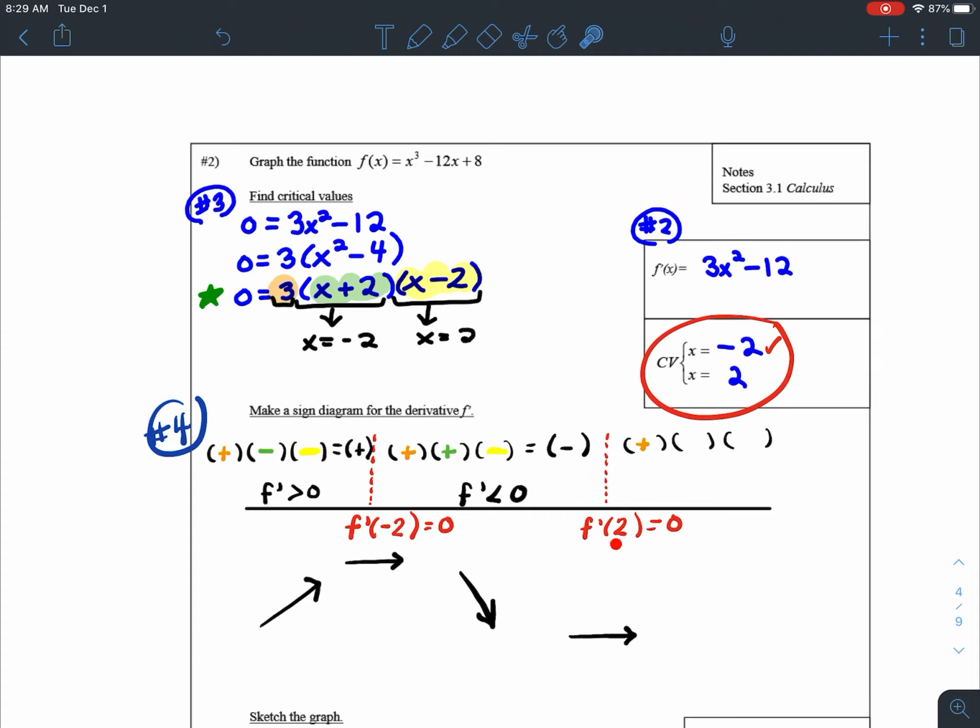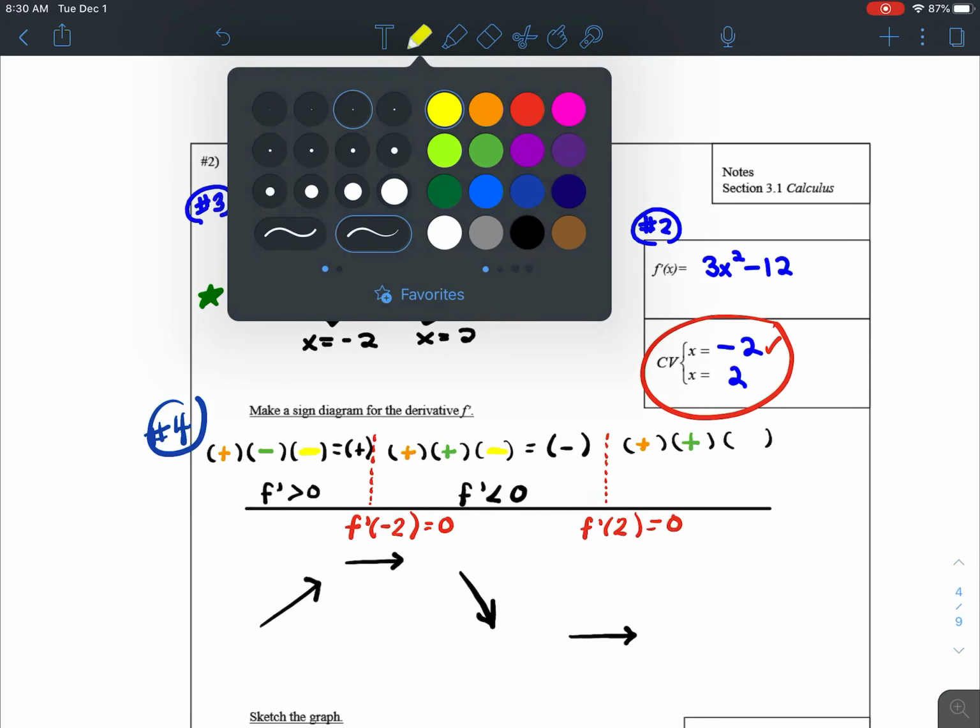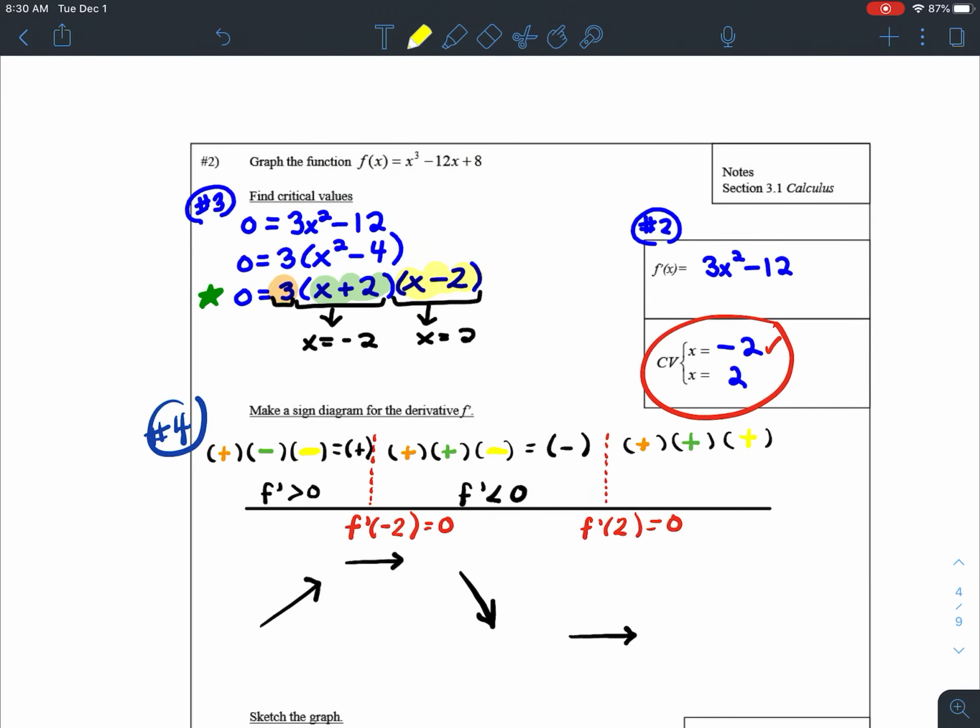Over here on this section, it represents numbers that are greater than 2. So you can pick any number you like as long as it's a number bigger than 2. I'm just going to pick 3. And I'm going to plug 3 into the green factor. 3 plus 2, that's going to return a positive. And then I'm going to plug 3 into my yellow factor here, 3 minus 2. That's also going to return a positive. So 3 positives together make a positive. My slope is now positive.